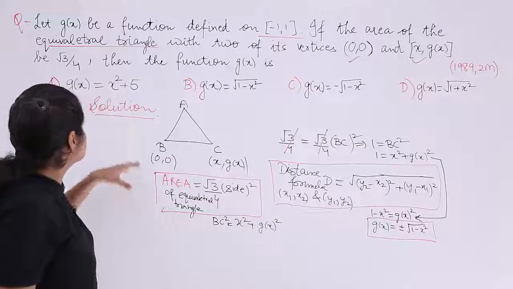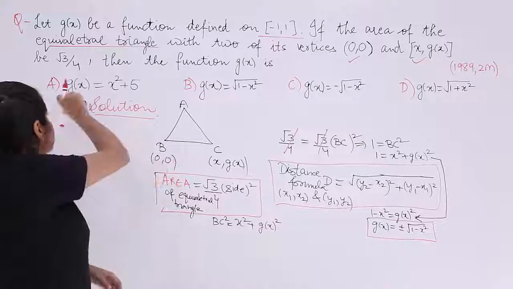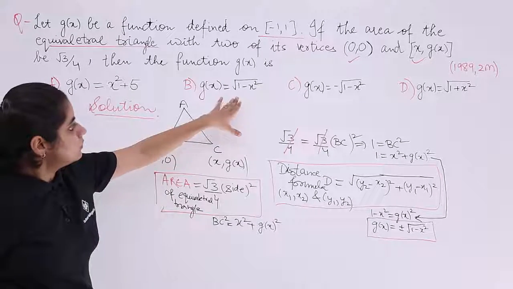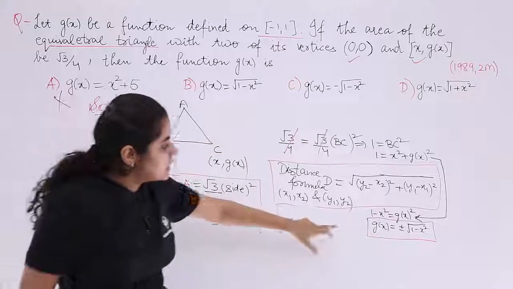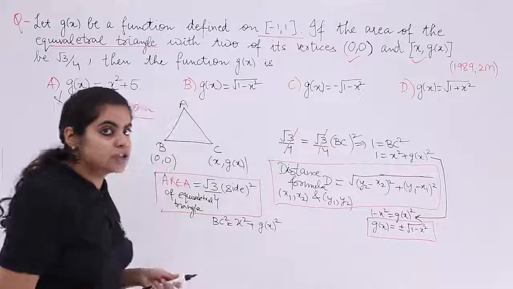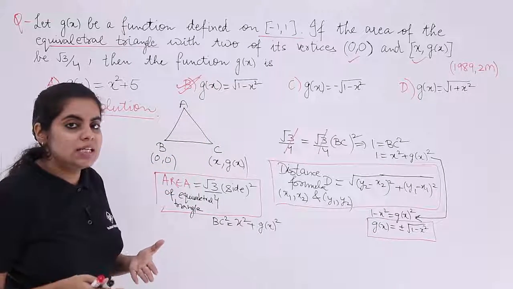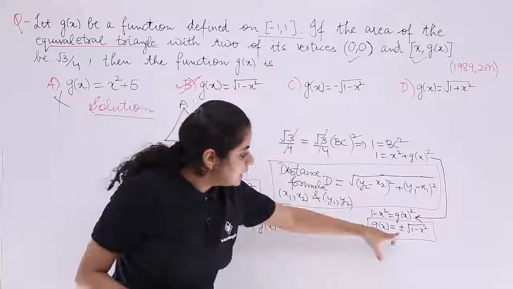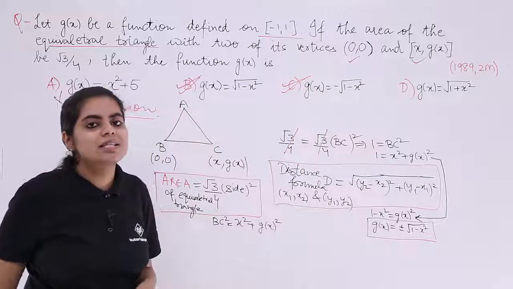Let's check the options. The first option does not fit in. It has x square plus 5. Option number A, not my answer. Option number B is what? Under root 1 minus x square. That means plus sign is there. Yes, option number B is my answer. What about option number C? Option number C is minus under root 1 minus x square. Yes, I have minus also. So option number C is also my answer.